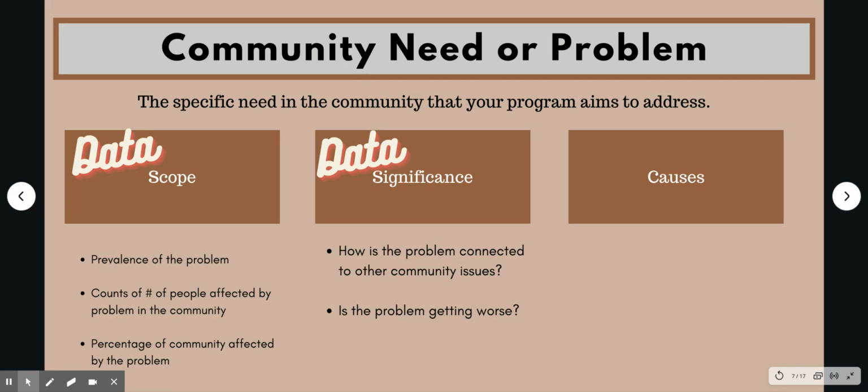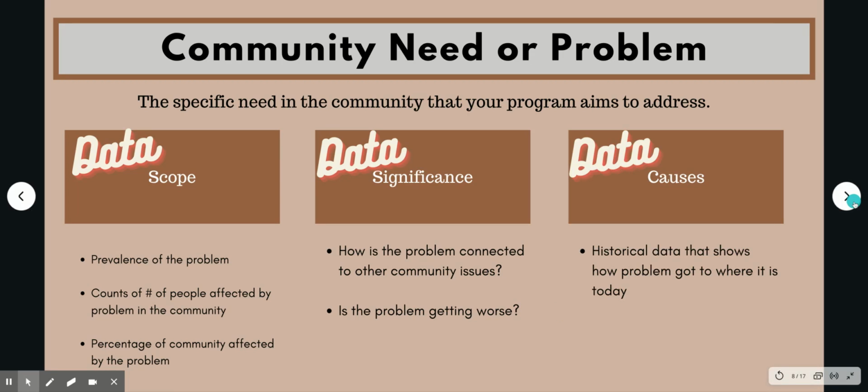For significance, you will want to look at data that shows how the problem is connected to other community issues. You also will show here what kind of trends there are in the problem. So, is the problem getting worse? And then finally, data on causes will be historical data that can show how the problem got to where it is today.